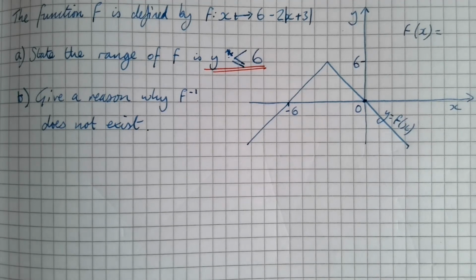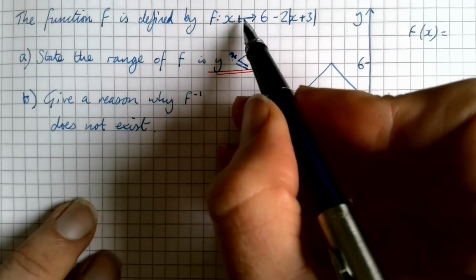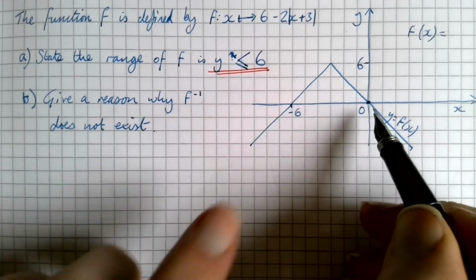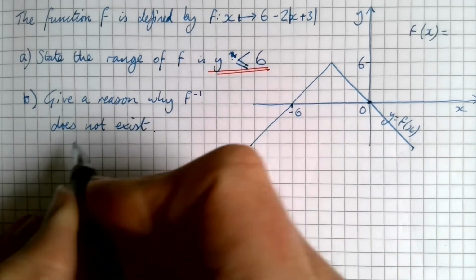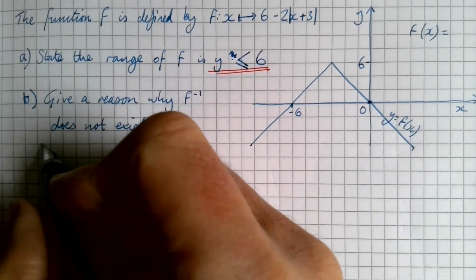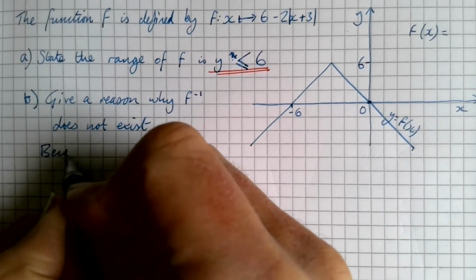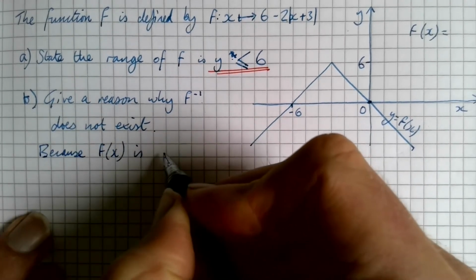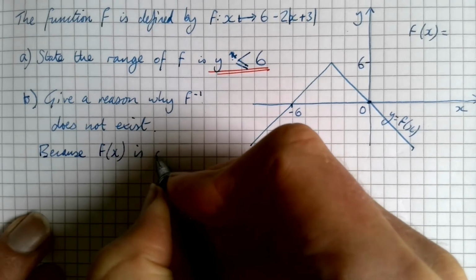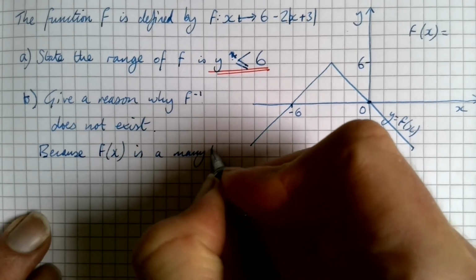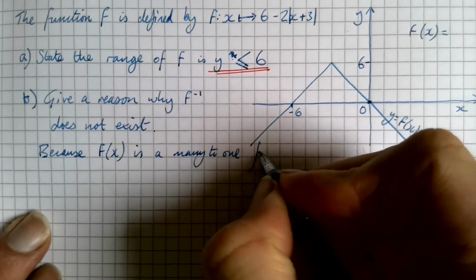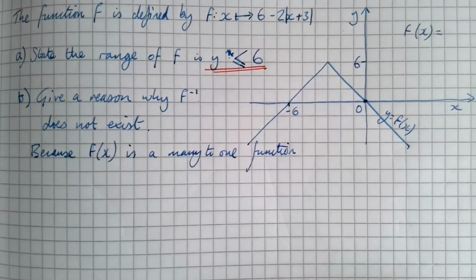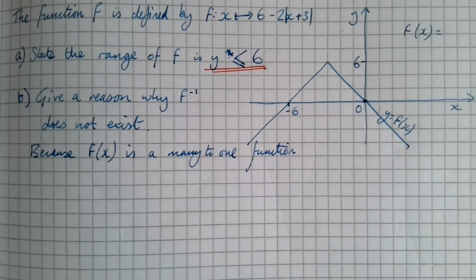because this one is a many to one function, because we've got two inputs getting one output, then that's why we can't reverse that. So it's because the function is a many to one function, and that's all we need to write.